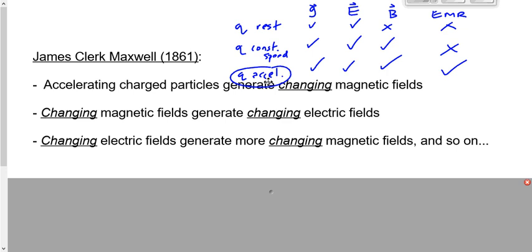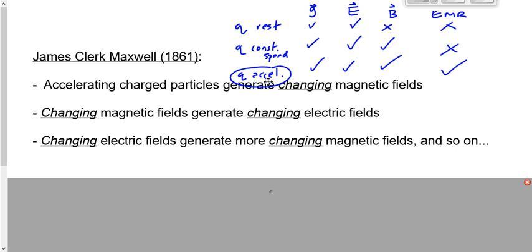Now, this is the important part here. Electric field number one, magnetic field number one. Electric field number one will generate magnetic field number two. And magnetic field number one will generate electric field number two. Then electric field number two will generate magnetic field number three. Magnetic field number two will generate electric field number three, and so on and so on.